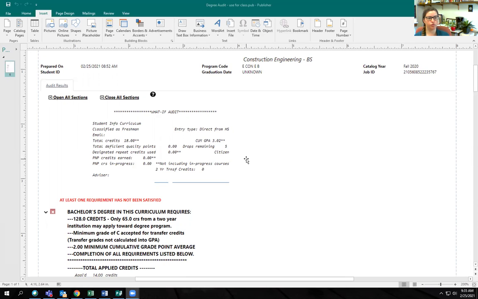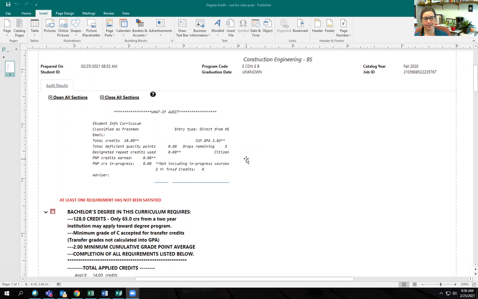There's a lot of times where designated repeats can get kind of tricky. If, for example, you've used 12, so you'd have 3 left because you get 15 total. You've used 12, but then you fail a math class, and math classes are 4 credits each, typically. You would not be able to use any of the 3 remaining designated repeats on that because it has to cover the full class. So if you only have 3 remaining, but you're retaking a 4 credit class, you can't just replace 3 of those. It's all or nothing.